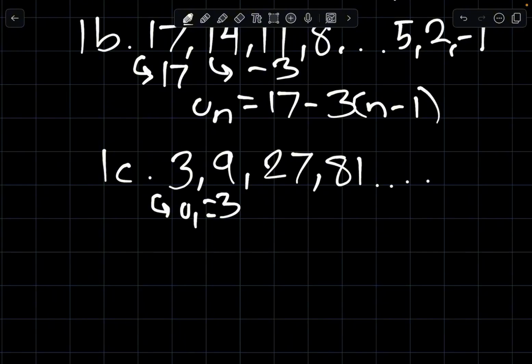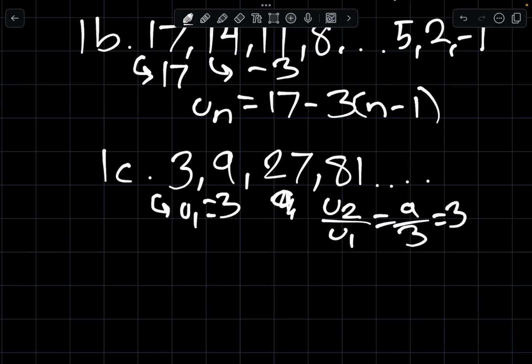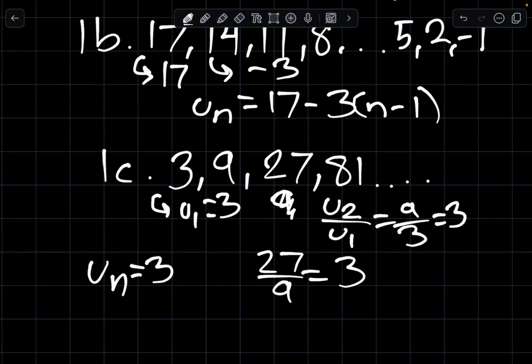But when it's not as simple as that, we can actually find the ratio here. We can do that by doing U2 divided by U1, which in this case is going to be 9 divided by 3. And that's equal to 3. And then if you try 27 divided by 9, look at that. We have 3 again. So this tells us that it's going to be 3 to the power of something. From here we can write UN is going to be equal to 3, and then since there's no extra addition going on, we just know it's going to be UN is equal to 3 to the n, just like that.